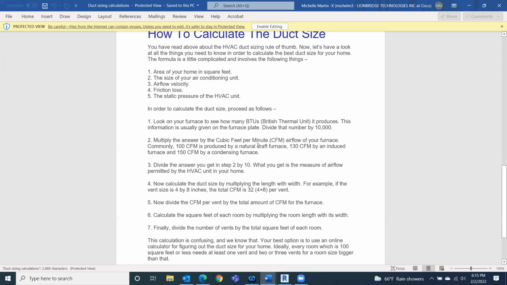So there's different types of airflow depending on the type of unit that you have that we read before. So we have a natural draft unit, which does 100 CFM, this induced furnace, which is 130, and then the condensing furnace, most of them will be a condensing furnace, it's 150 CFM. With our commercial buildings, we're going to be looking at a larger CFM too, because we're looking at larger space and you're pushing that air a further distance as well.